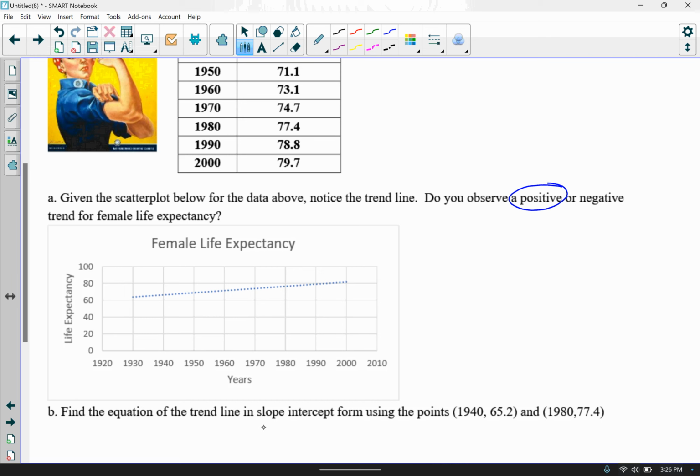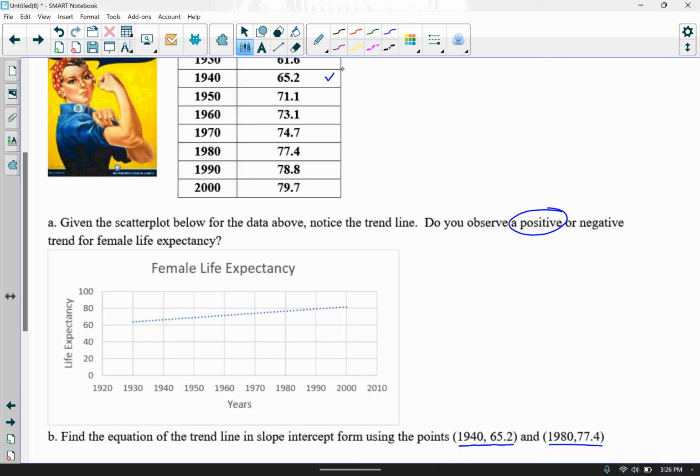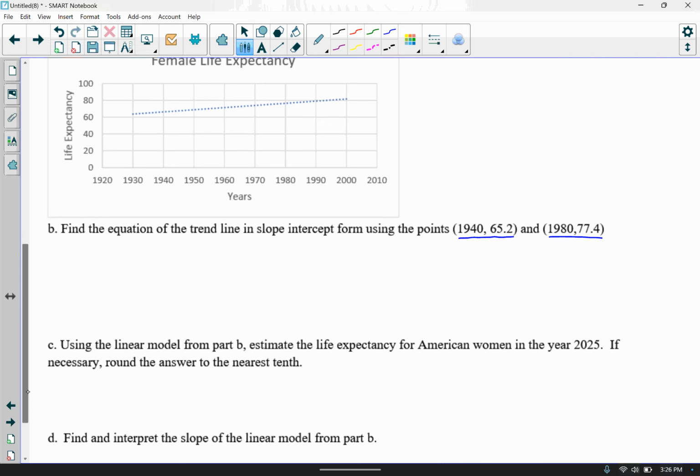B says find the equation of a trend line in slope-intercept form for these points here. So here's the 2 points that I chose, the 1941, so the very first point, and the 1980, that one. So I'm going to repeat that same 3-step process because it wants the equation. So it wants that y equals mx plus b format. First step, let's find that slope. All right, so remember x1, y1, x2, y2.